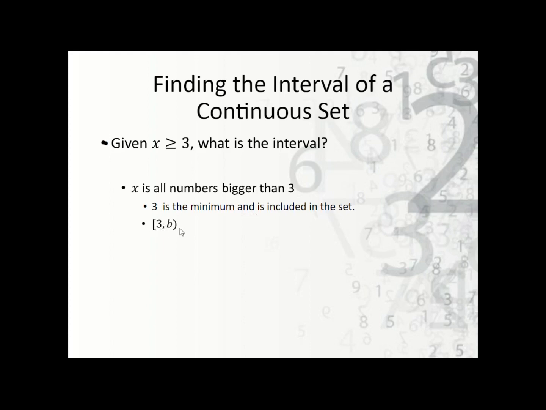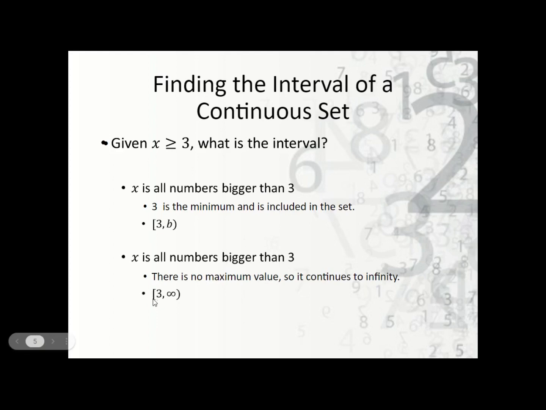That's our minimum. Now our maximum, notice they didn't tell us what the maximum is, so it continues to infinity. So our maximum here would be infinity. So we'd have bracket 3, comma, infinity, parenthesis. So it goes from 3 to infinity, and 3 is included, but infinity is not.